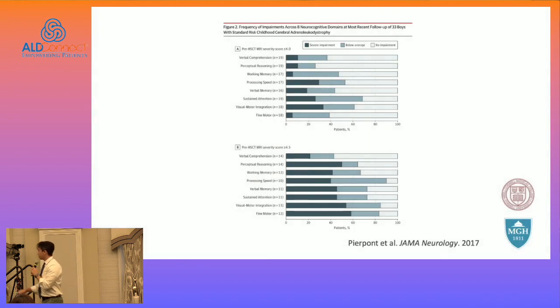And what you'll notice is patients, even if they were transplanted early, with a score less than 4, a significant proportion of them had pretty severe neurocognitive deficits. So even in that pre-symptomatic window, if you're not showing any neurologic signs, patients are at risk of undergoing neurocognitive decline.